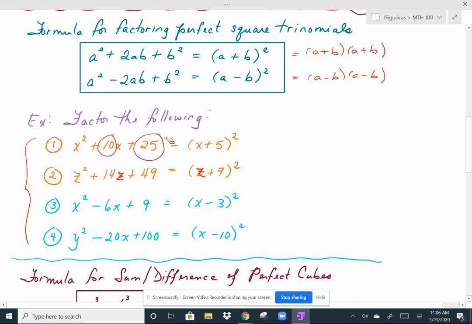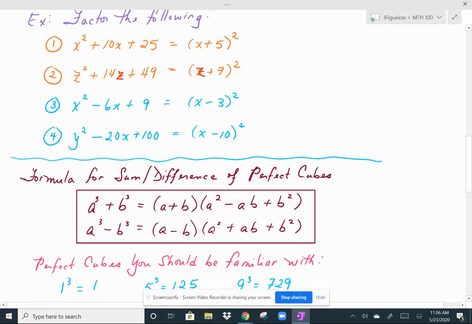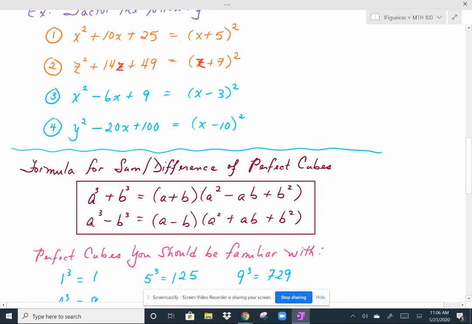Okay, let's go on to the perfect cube formulas. There will be two formulas for the sum or the difference of perfect cubes. The first one is for the sum of a perfect cube. So if you have a cubed, this being your perfect cube, plus b cubed, that being the sum of perfect cubes, the factors would be a plus b times a squared minus ab plus b squared.